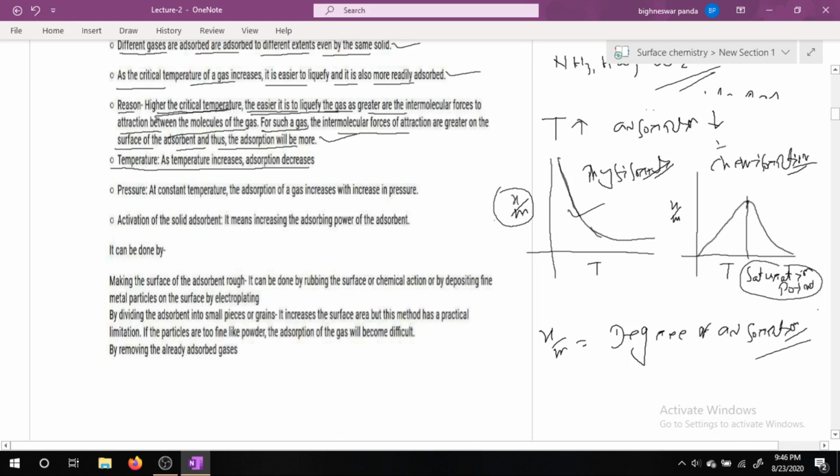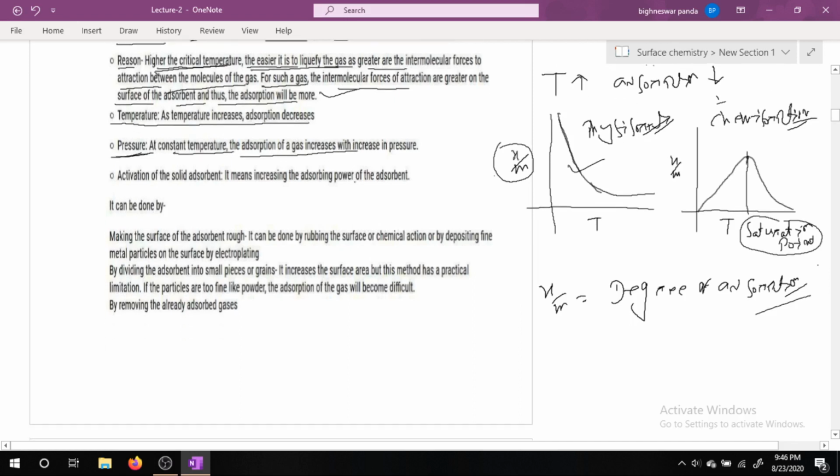What is the effect of pressure? At constant temperature the adsorption of gas increases with increase in pressure. Similarly, if I draw the graph between x by m and pressure, this type of graph will result. That means with increase in pressure the extent of adsorption also increases.